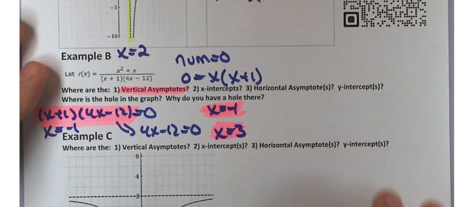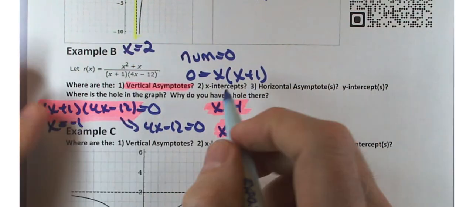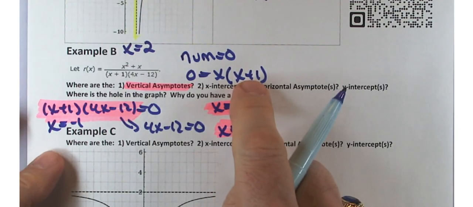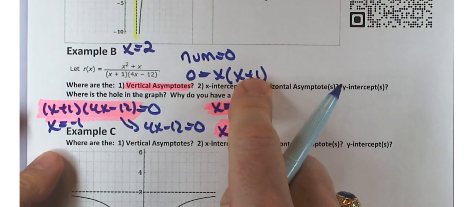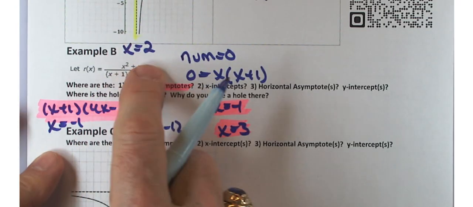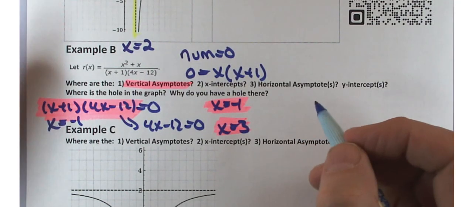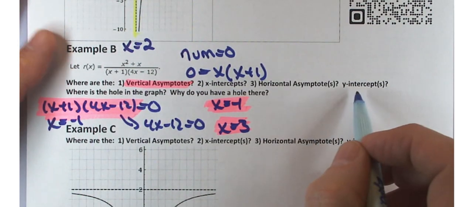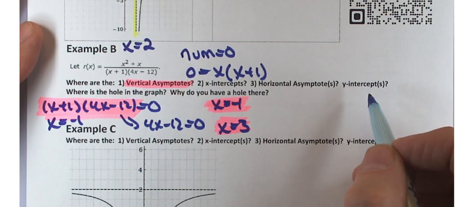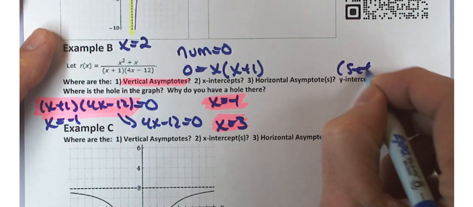Let's continue. So we could get x-intercepts at 0 and -1, but notice we've got a factor of x plus 1 in the numerator and in the denominator. That's going to be a little bit of a problem. So, okay, let's keep going though. Y-intercepts. How do you find the y-intercept of a graph? Let me help out here. You're going to set x equal to 0.